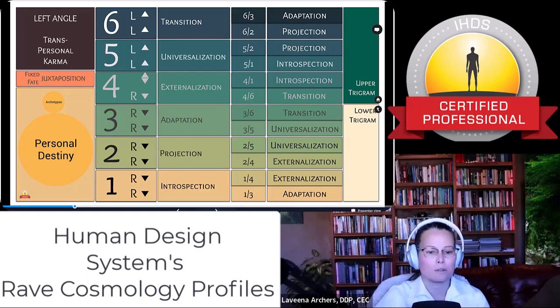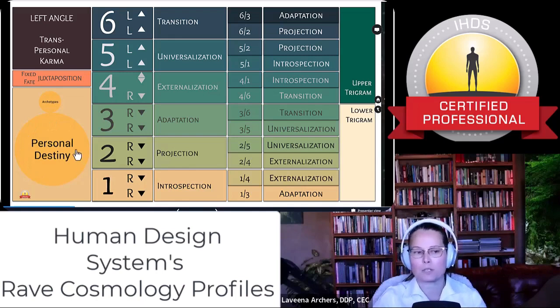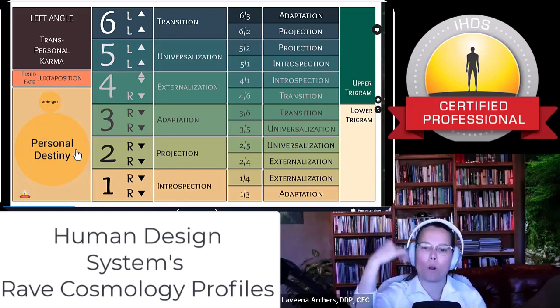Okay, so this first class free, you could say, is going to get everybody on the same page, at least for the 12 basic profiles. So just as a review: personal destiny, lower trigram, you can see it says lower trigram here, 1, 2, and 3, plus a little bit of the 4, okay? The 4 and the 6, still part of personal destiny. So these profiles, 1/3, 1/4, 2/4, 2/5, 3/5, 3/6, and 4/6, are all under the realm of personal destiny, which means that your life is fulfilled through your own personal process.